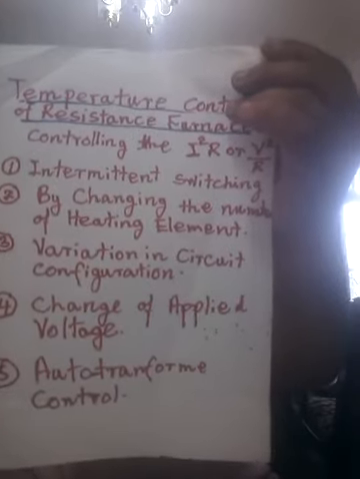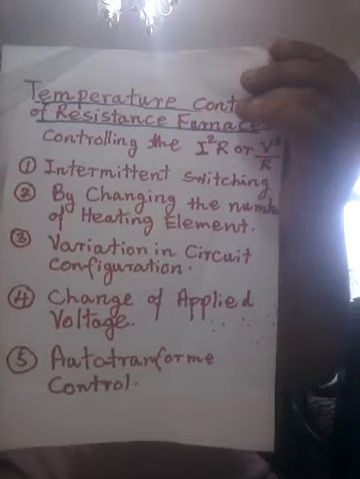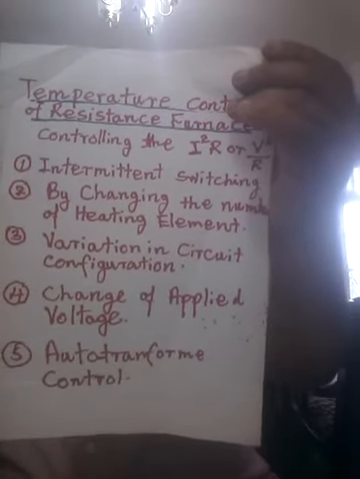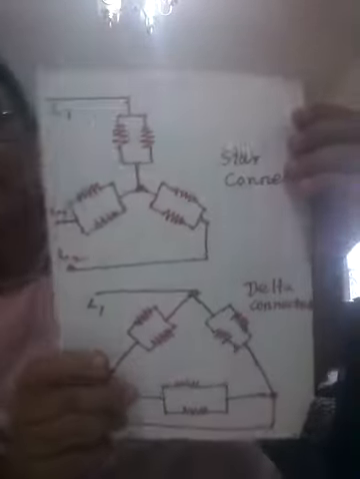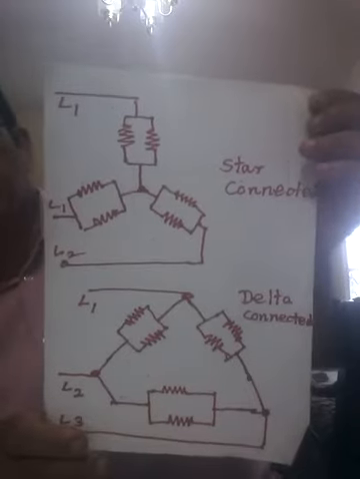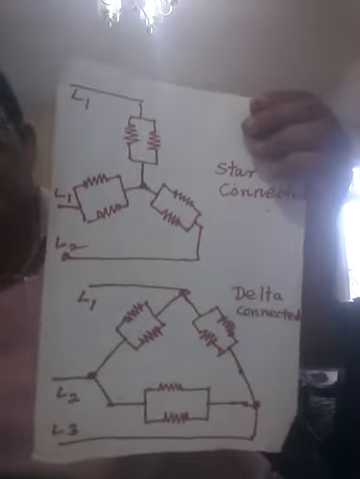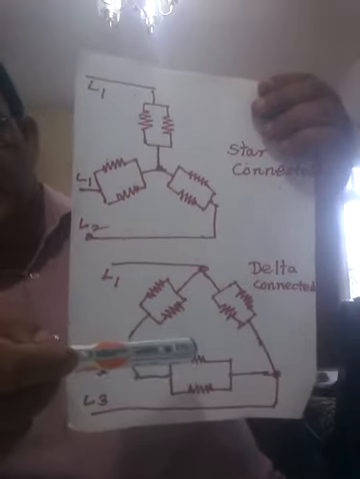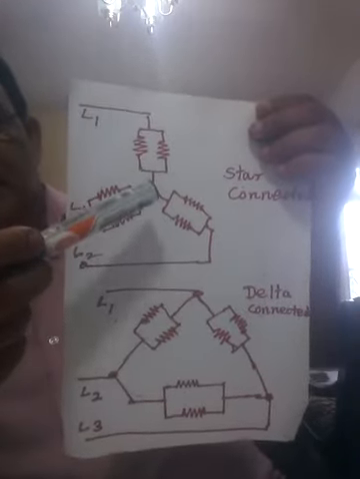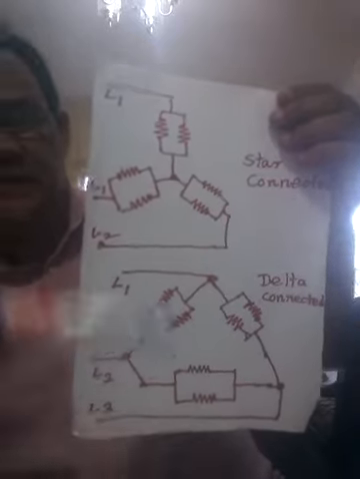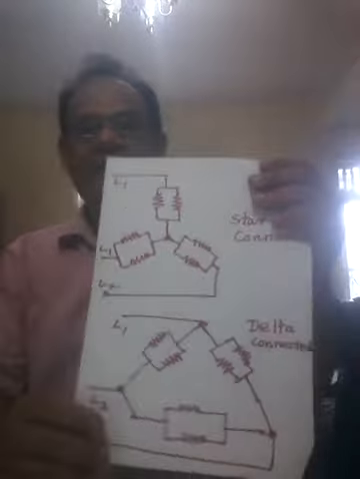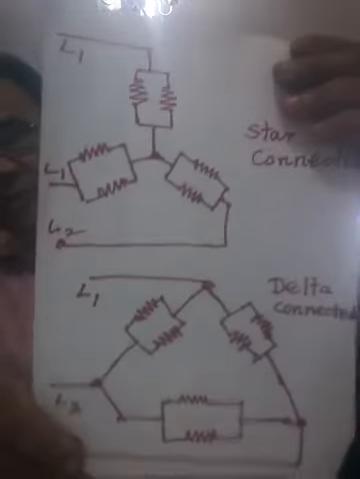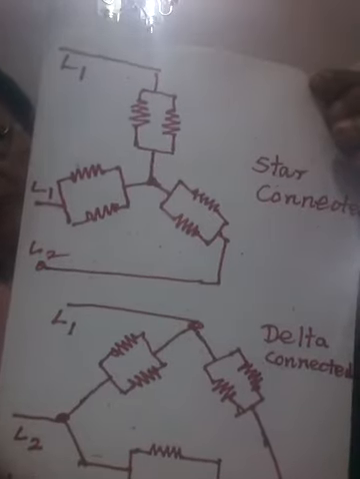Then number three, variation in circuit configuration. Most electric furnaces use a three phase supply. This is a star connected system and this is a delta connected system. If you want more heat, you can connect it in the delta system, and this is the star system. These are the two methods. For single phase supply, the resistance elements can be used in series or parallel systems.